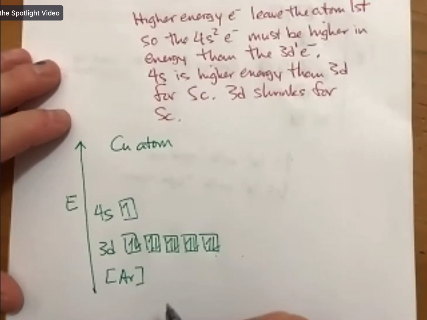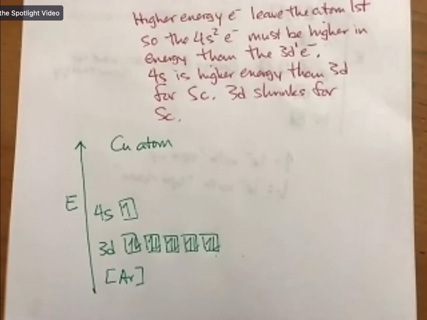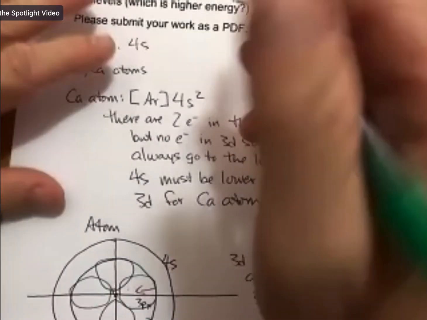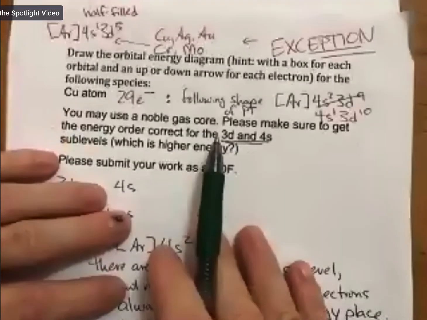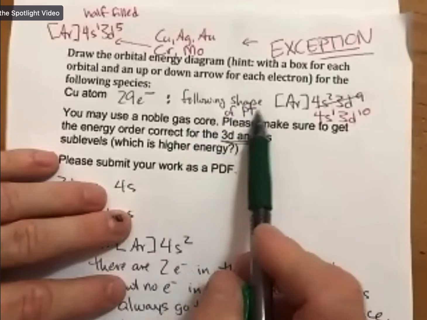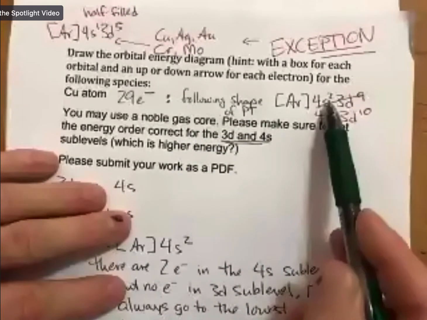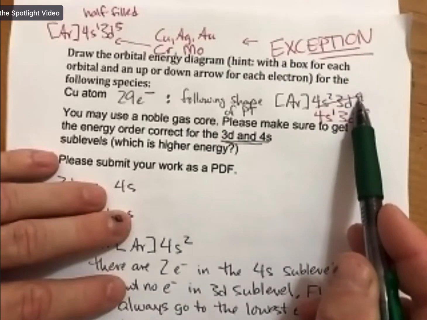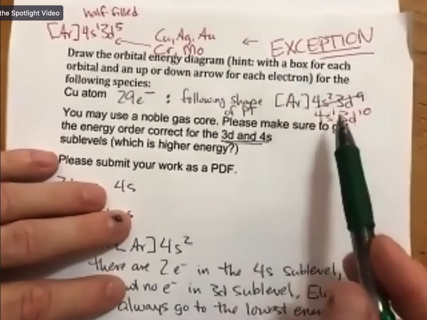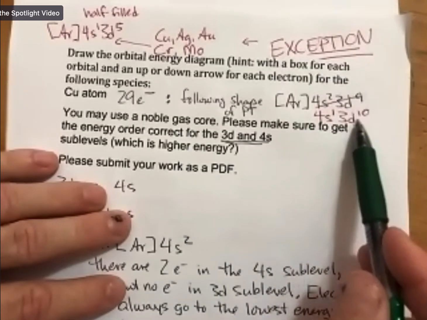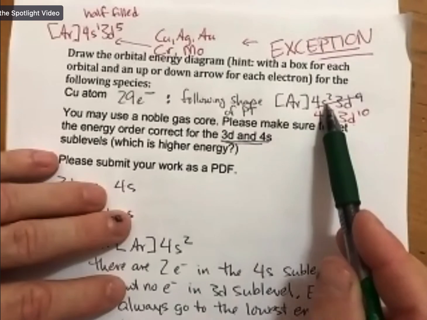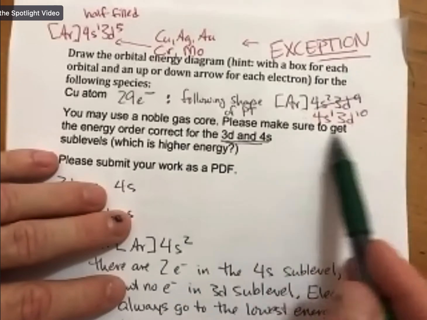It was a long road to get here, but we've finally done it. Professor, I have a question. Dimith, go ahead. And how did we apply the exception here? How did I apply what? The exception for copper. Ah, the exception for copper. Okay. So let's go back. And so there are 29 electrons. And following the shape of the periodic table, we would have guessed that the answer was argon 4s2 3d9. But according to the fact that copper is an exception, we change one of the electrons so that it's 3d10, and then that electron makes it 4s1. So this is the exception part.